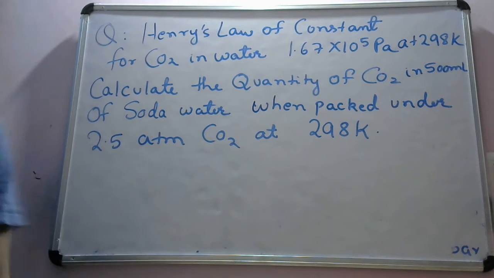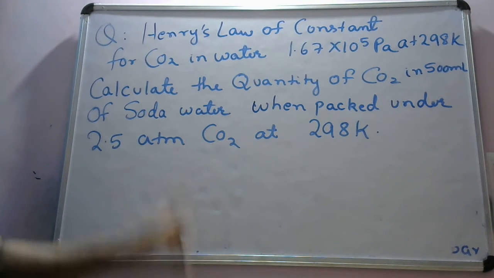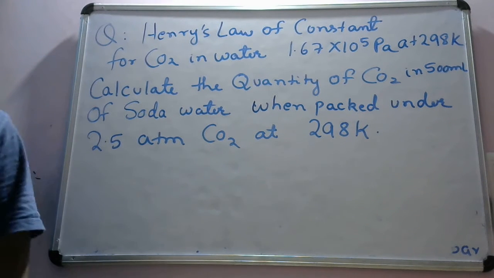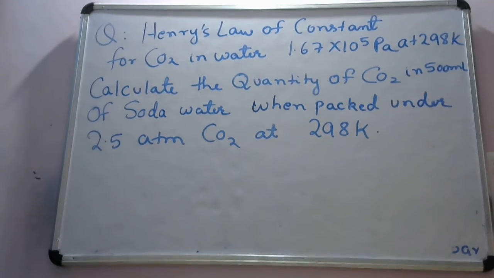So here we have been given the Henry's law constant value. We have been given the partial pressure of CO2 in water and the volume of soda water also. Now we have to use the Henry's law constant and find the mass of CO2. Quantity of CO2 means we have to find the mass of CO2. So to find the mass, we need to find the number of moles of CO2. Then it will be easier for us to find the mass. First you write down the question, then we will solve.